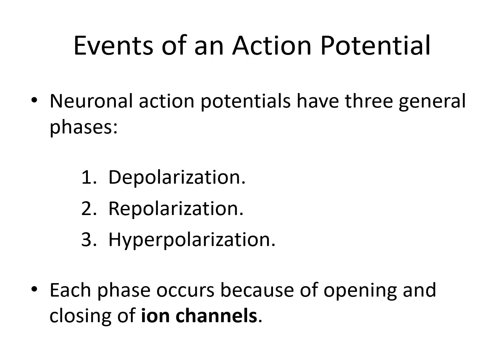Neuronal action potentials have three general phases. Depolarization, okay, that's nothing too different. We have repolarization, again, that's not too different. But what's unique about neuronal action potentials is that they often have what's called a hyperpolarization. There's an overshoot as potassium leaves the cell and makes it a little more negative than the resting potential. Okay, and of course, each of these phases results from the opening and closing of ion channels.